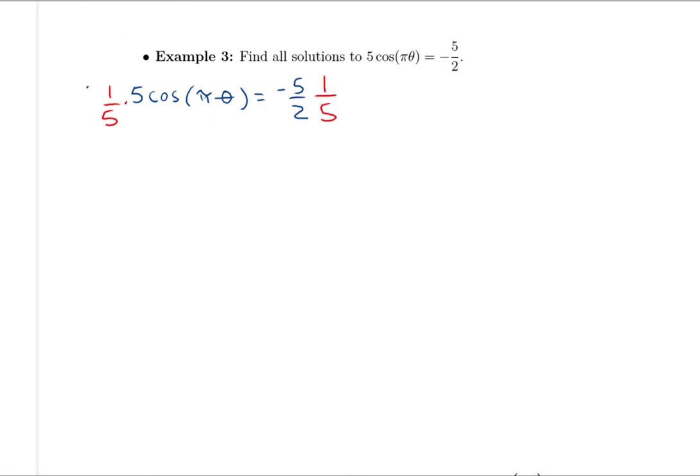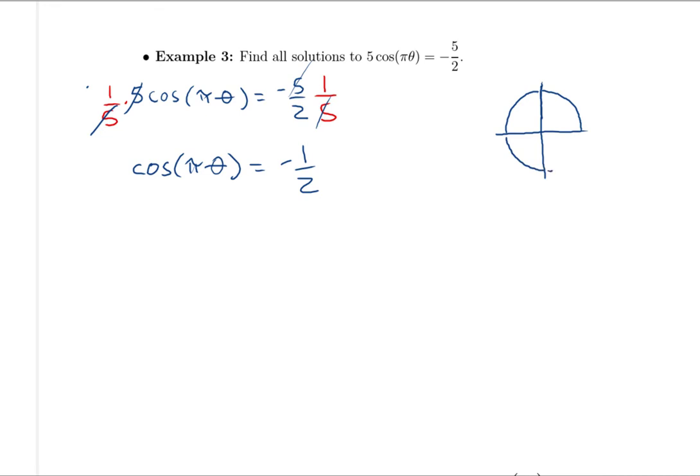And one of the nice things that happens here is that I, of course, get the cosine by itself, but then also I went from something that didn't look like a special value to all of a sudden now I can see that it is, right? The cosine of pi times theta equals -1/2. And then I can go back and I can think about the unit circle. And I can ask myself, when will the cosine be -1/2?